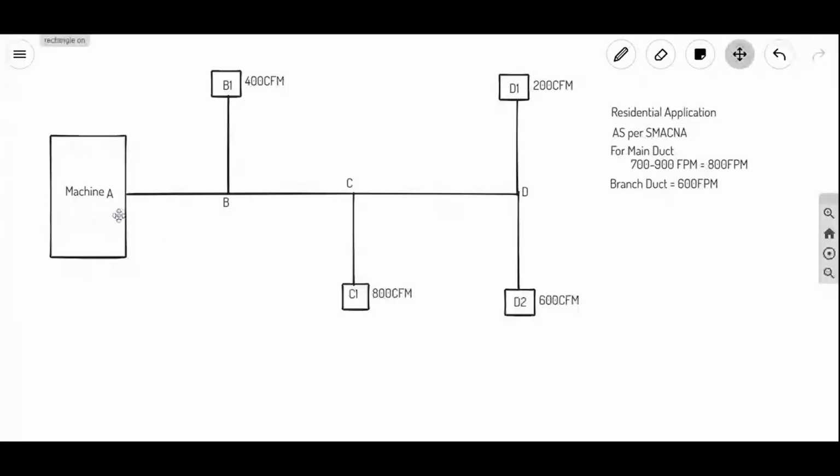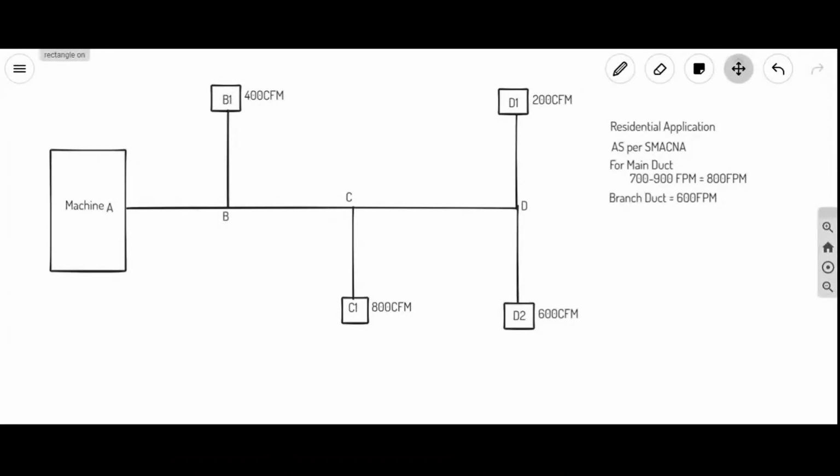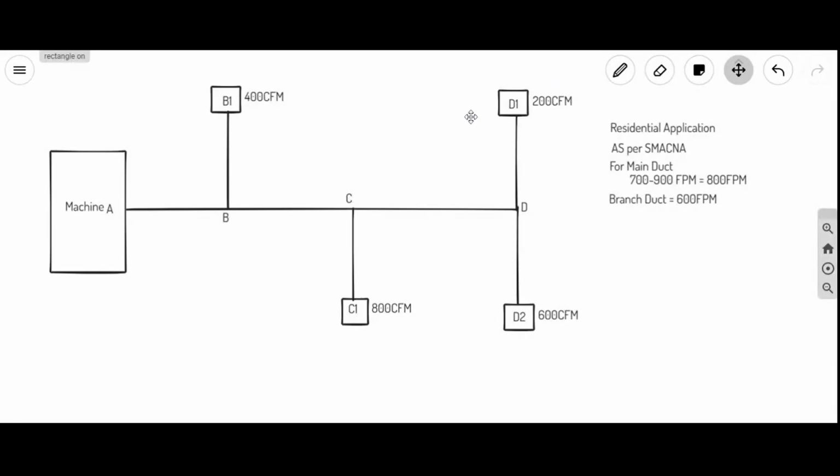So A to B, how much CFM we need to take? Sum of all. So 2000 CFM should be there. That means 8 plus 6 is 14, 14 plus 4 is 18, 18 plus 2 is 20, which is 2000 CFM.